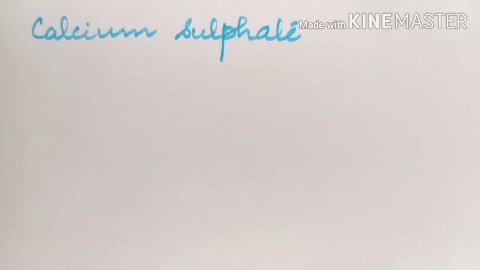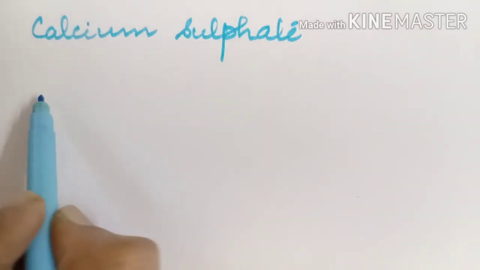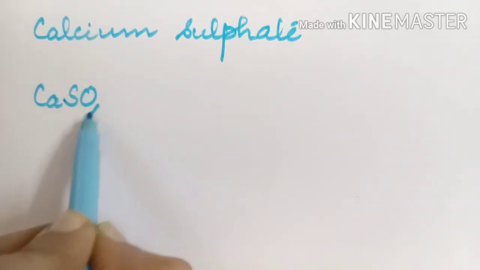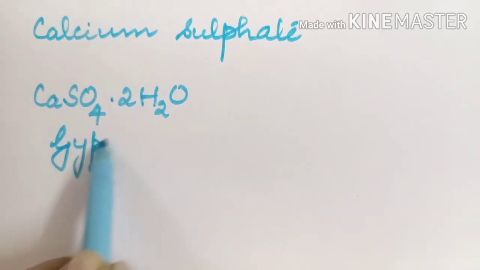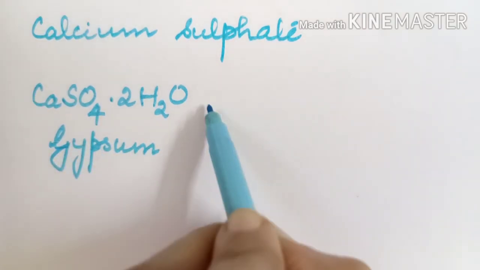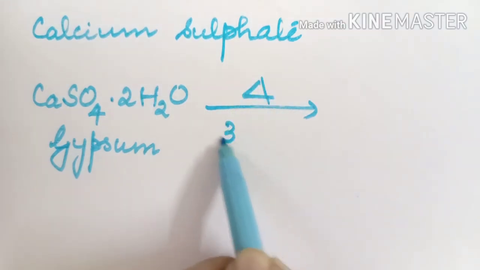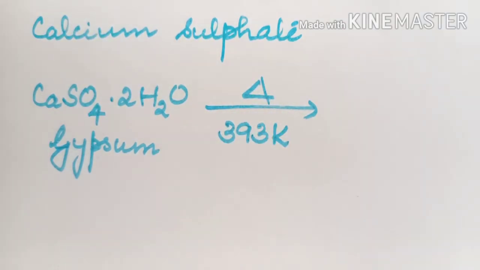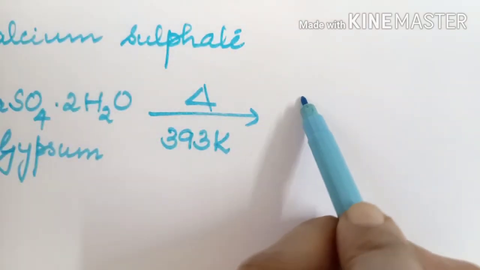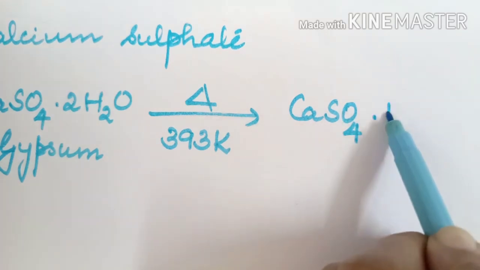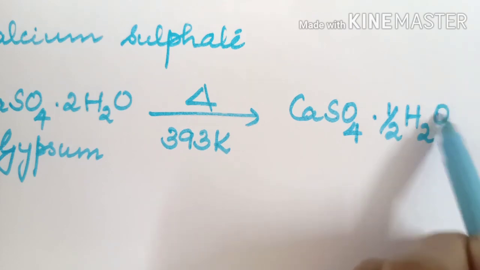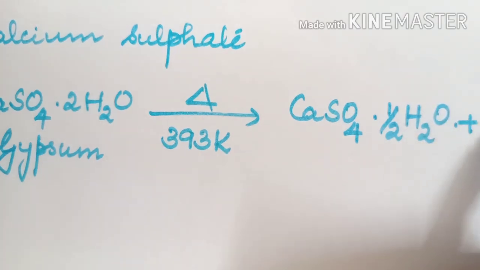Calcium sulfate actually exists as a hemihydrate and it is prepared from gypsum. Gypsum has the formula CaSO4 2H2O. This gypsum, when it is heated to around 393 Kelvin, decomposes to produce CaSO4 half H2O plus 3 by 2 H2O.